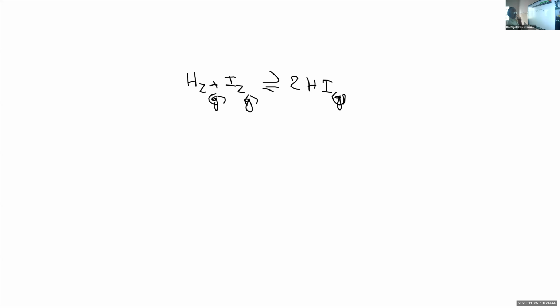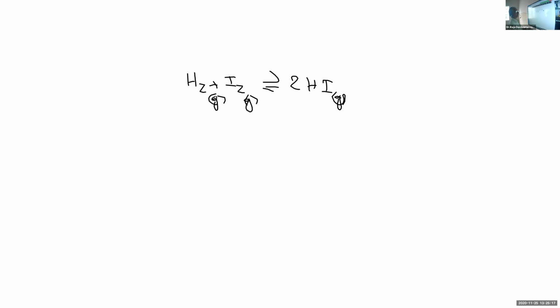The effect of pressure will be there only for gas phase reactions. That is point number one. Second, the effect of pressure will be there if the number of gas molecules on both sides are different.